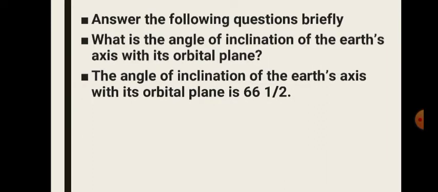First we can see answer the following questions briefly. What is the angle of inclination of the Earth's axis with its orbital plane? The angle of inclination of the Earth's axis with its orbital plane is 66 and a half.